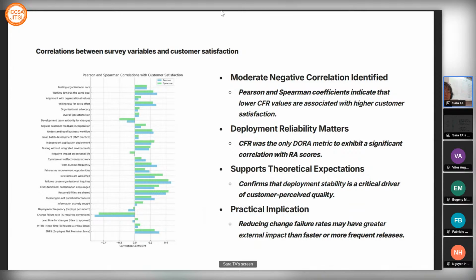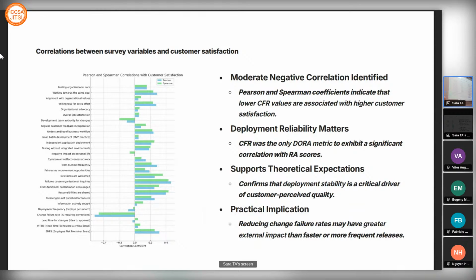And here we have the Spearman and Pearson correlation, where we have positive or negative correlation. So what we can infer from this slide, we have a moderate negative correlation, as you can see right here. Pearson and Spearman coefficients indicate that lower CFR, or change failure rate, values are associated with higher customer satisfaction.